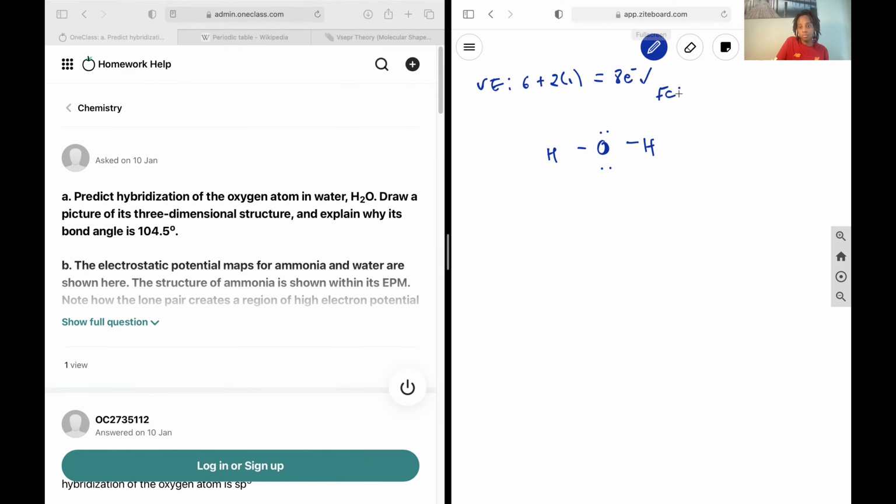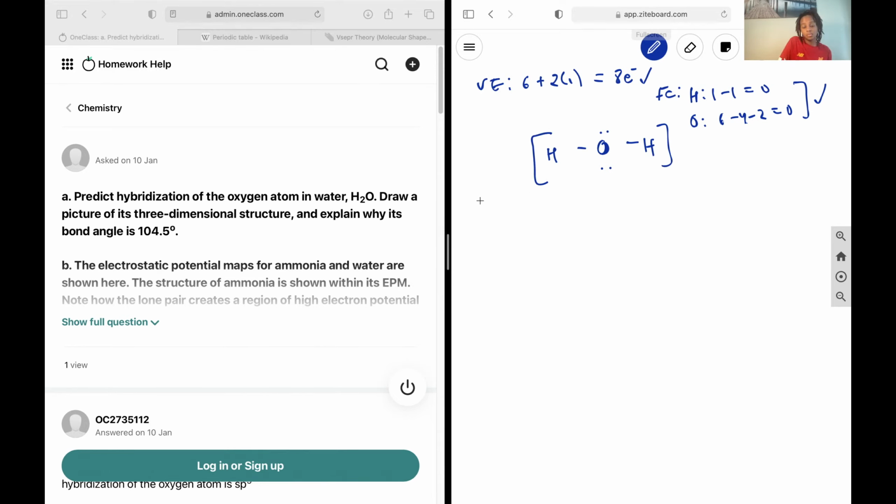Let's double check on our formal charge. On each of the hydrogens we are going to have 1 minus 1 yielding a 0. On the oxygen, we will have 6 minus 4 minus 2 yielding 0. This is exactly what we had expected, and so this is the correct Lewis structure.